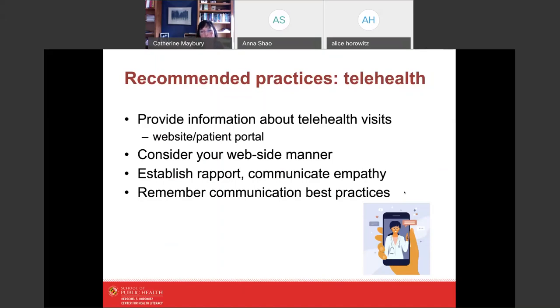If consent is required, you want to let them know that ahead of time. And then it's really helpful if you provide this information on your website or patient portal. It helps minimize problems and questions and troubleshooting. Another important part of telehealth is to consider your webside manner. And by that, we mean it's your environment, your attire, the privacy, and the nonverbal communication. These are all important to the person on the other side of the screen. And then when you have a telehealth session, you want to establish rapport quickly and communicate empathy. And finally, just as in in-person visits, we want to remember communication best practices, such as using plain language, focusing on the 2 to 3 most important points that we're trying to get across, and using teach-back to assess and confirm understanding.